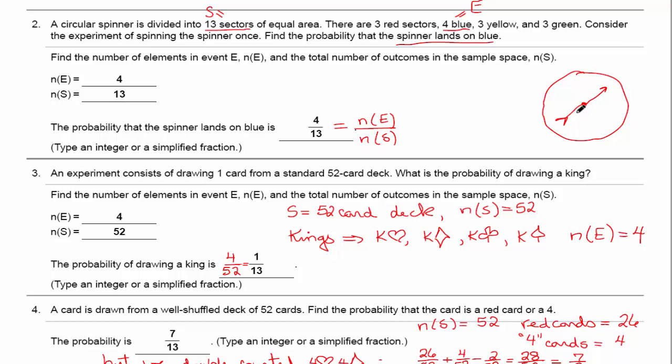All right, well, let's see. How many blues are there? There are 4 blues. How many things in S? 13. So the probability that the spinner lands on blue is 4 out of 13, because that's the number of things in E divided by the number of things in S.